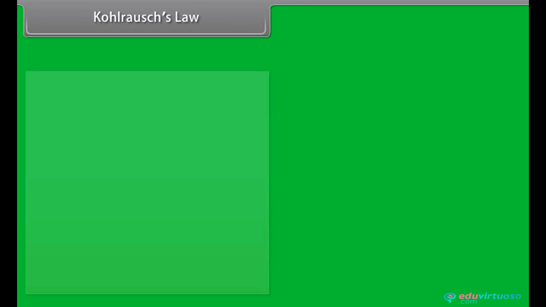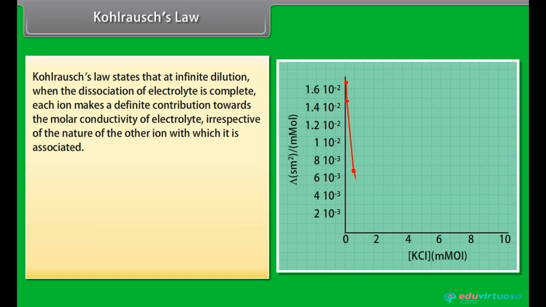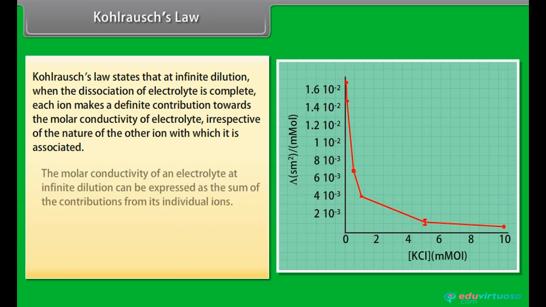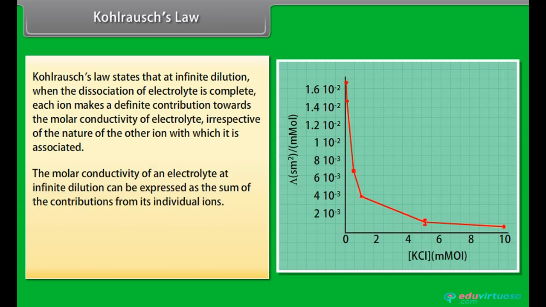Kohlrausch Law. Kohlrausch Law states that at infinite dilution, when the dissociation of electrolyte is complete, each ion makes a definite contribution towards the molar conductivity of electrolyte, irrespective of the nature of the other ion with which it is associated. The molar conductivity of an electrolyte at infinite dilution can be expressed as the sum of the contributions from its individual ions.